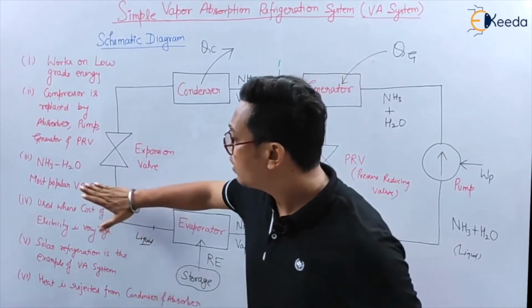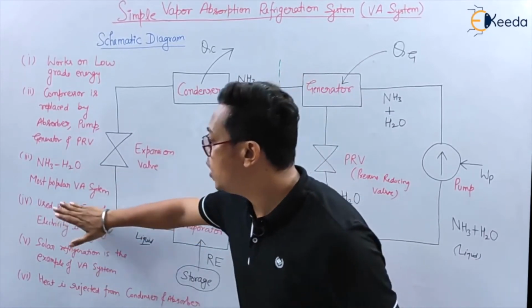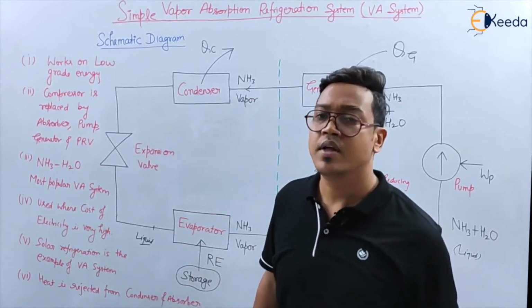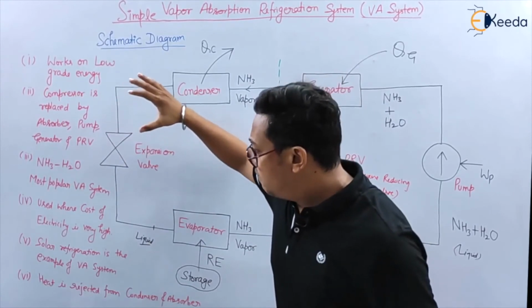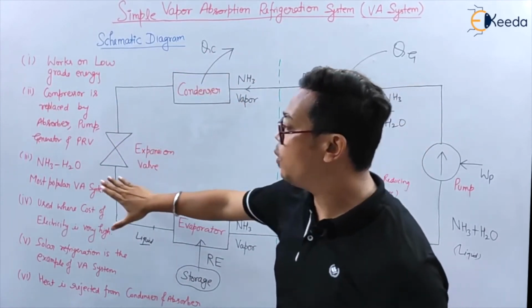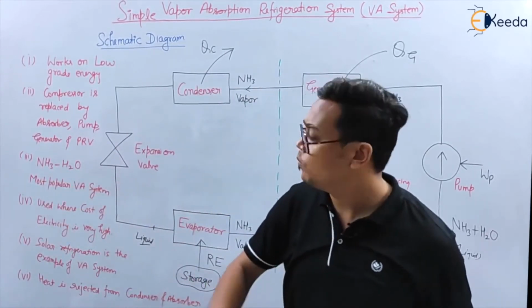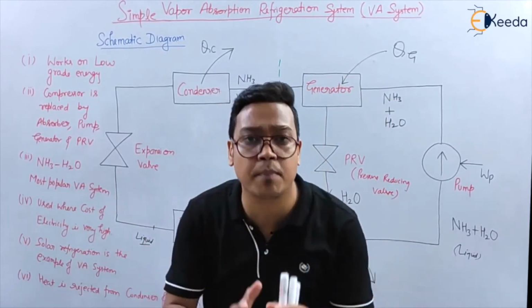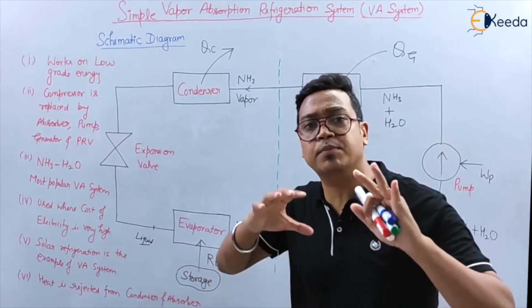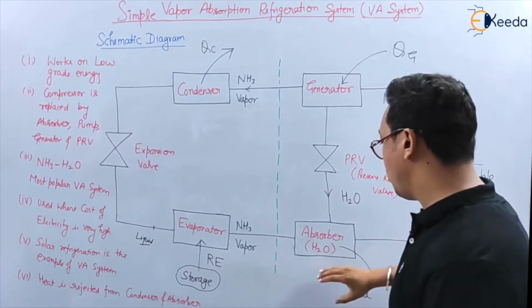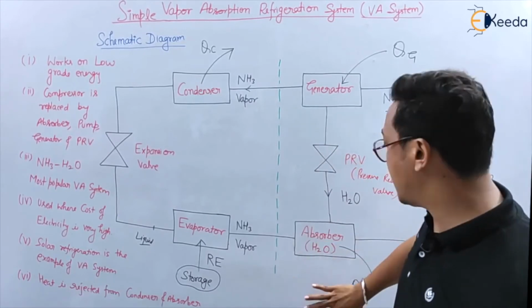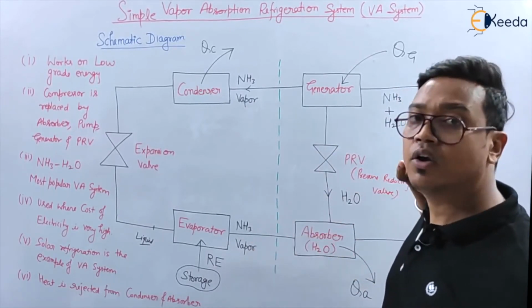Third point, ammonia water is the most popular VA system, in which ammonia is the refrigerant and water is used as the absorber. Water is used for absorbing ammonia vapor.